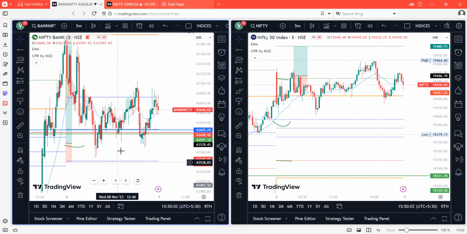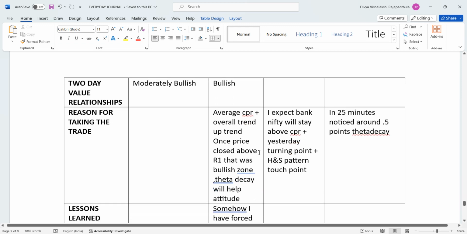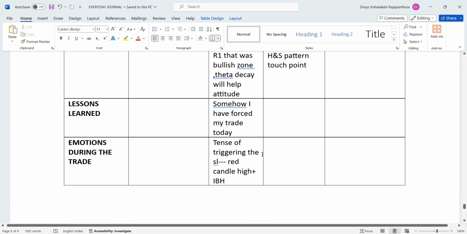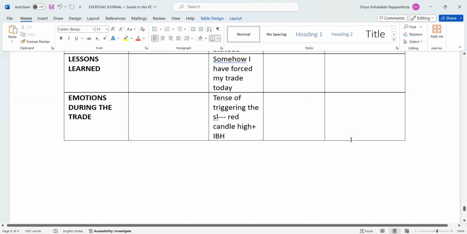Next time I will not do this, next time I will do this. Like that, you have to write it down in your trading journal. All these things will be written here every day during the live market. What is the reason for the stop losses triggering? See here, 25 minutes after I entered the market, I noticed around 0.5 points theta decay. This is how I write all these things in the trading journal.